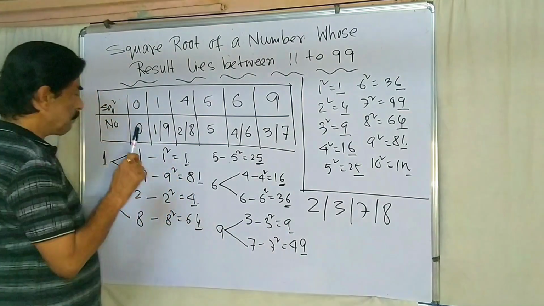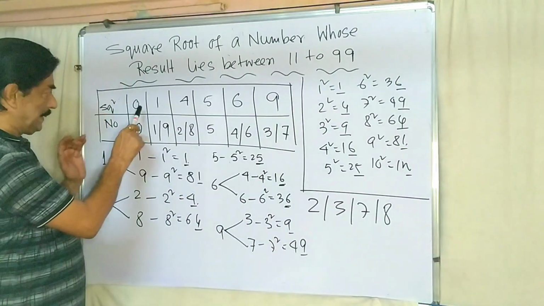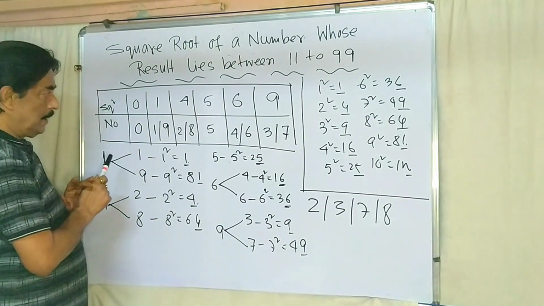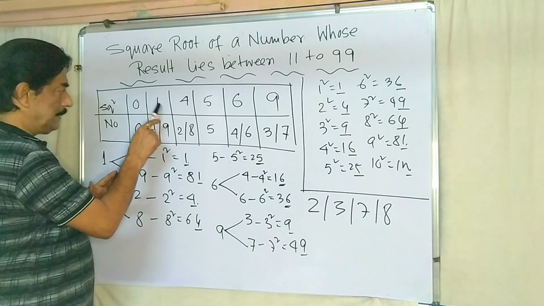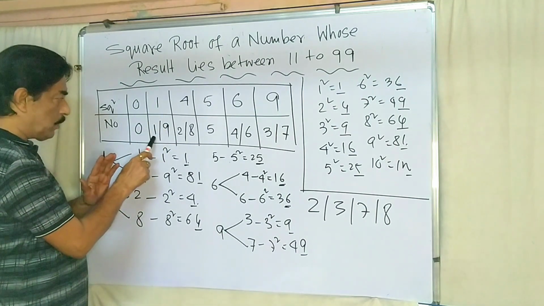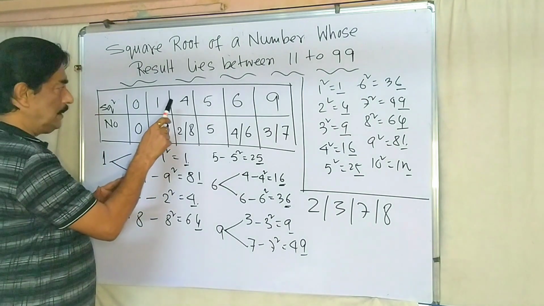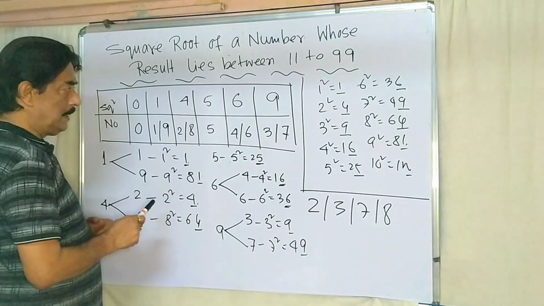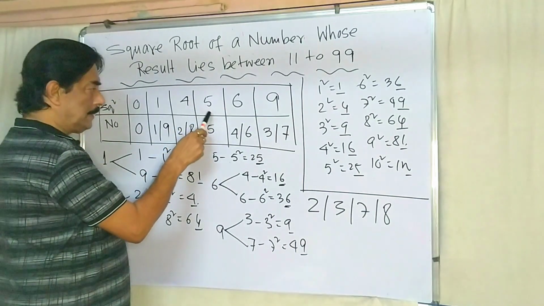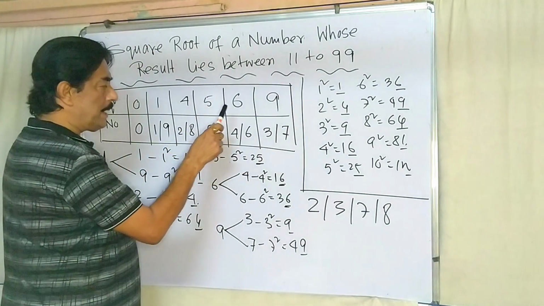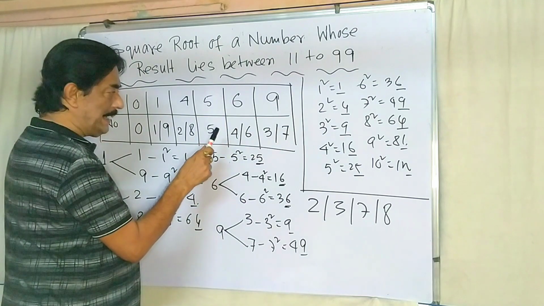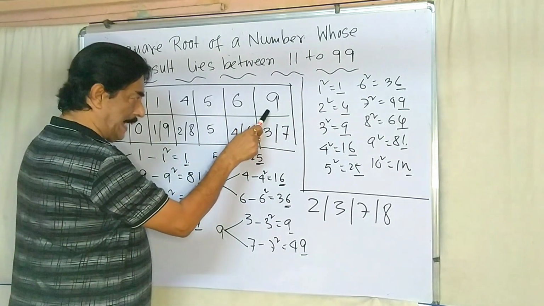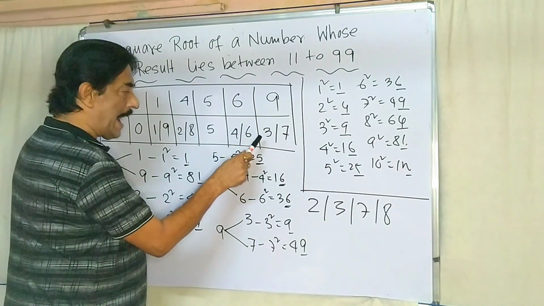So remember, if the square's right hand digit is 0, the number ends with 0. If it is 1, the number ends with either 1 or 9. If it is 4, the number ends with either 2 or 8. If it is 5, the number ends with 5. If it is 6, the number ends with either 4 or 6. If it is 9, the number ends with either 3 or 7.